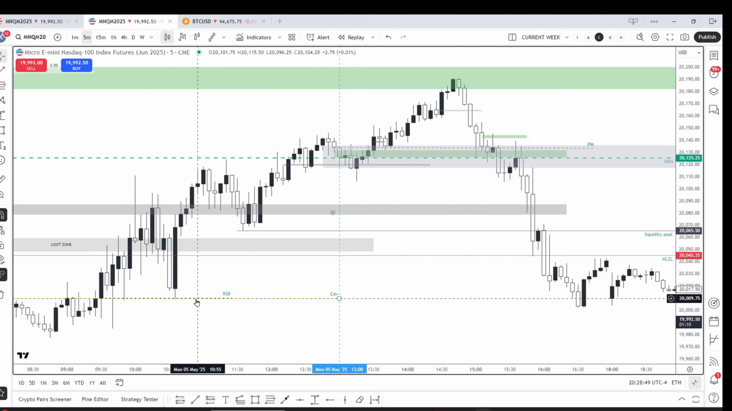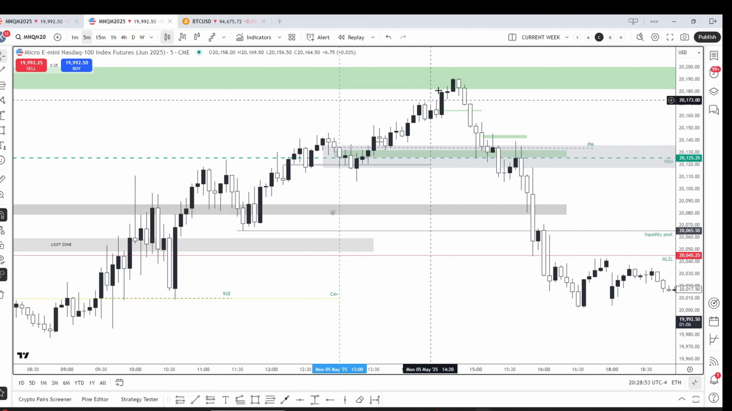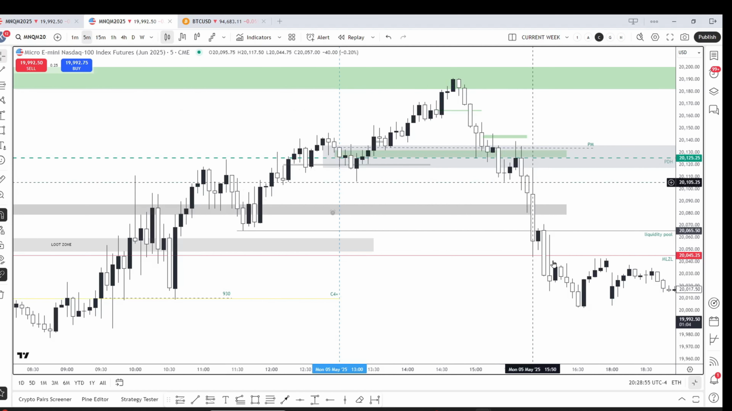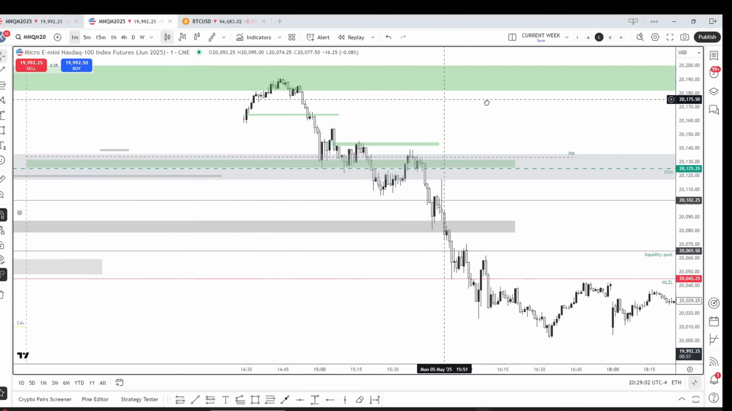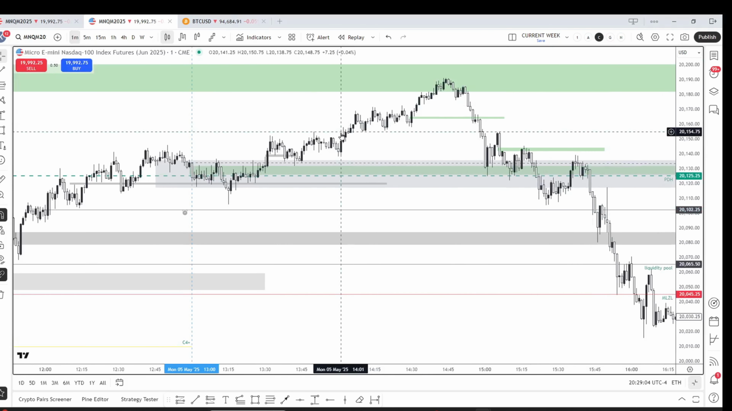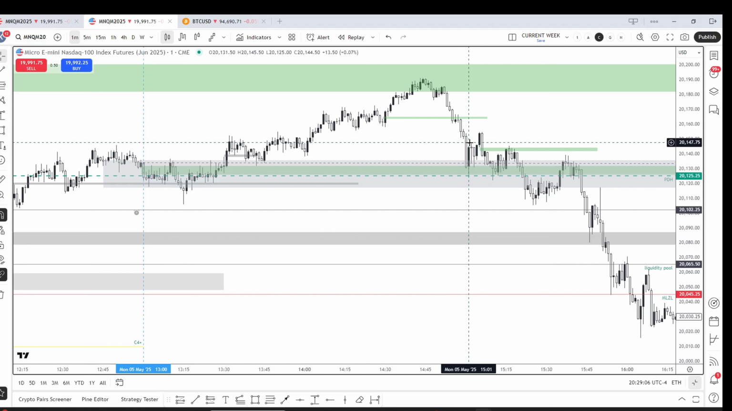So it was a nice setup during the PM session. Again, 13 o'clock, price moves higher, then eventually starts breaking its way lower on that 1-minute chart. And that trade was actually recorded, so you guys will see the recording of that trade shortly after this video. Again, 1-minute chart.